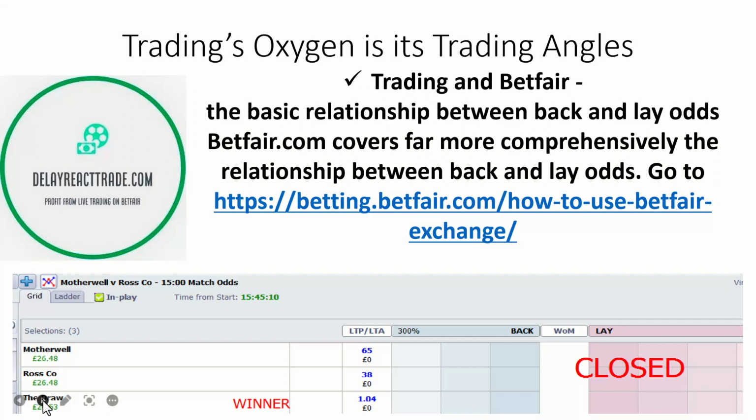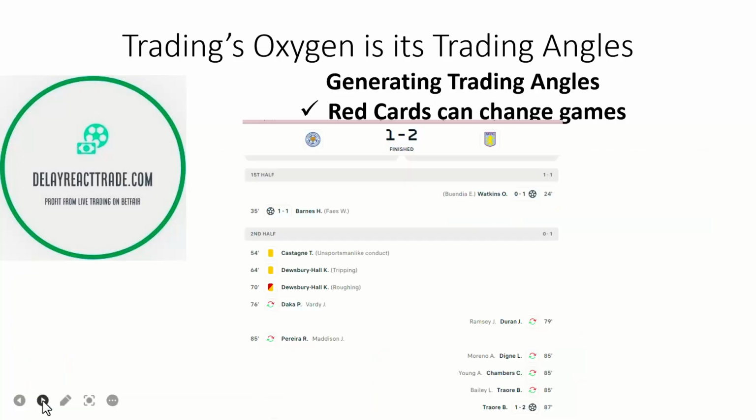Betfair.com covers all of this more comprehensively, so please go to the link provided there. Now, Betfair has an excellent education site as well. You'll be creating green screens like this one. Doesn't matter what happens, you'll have made a profit. You can leave the match, move on to something else. Let's move on to trading angles.